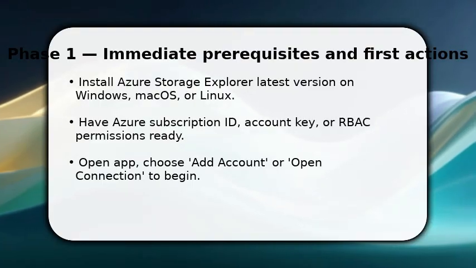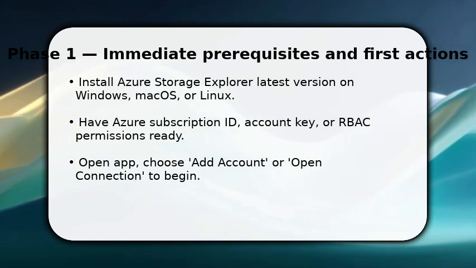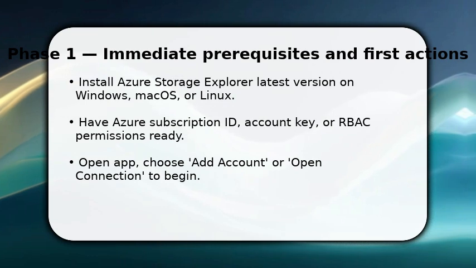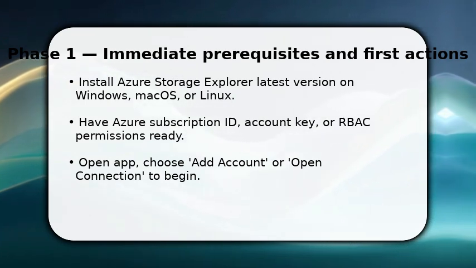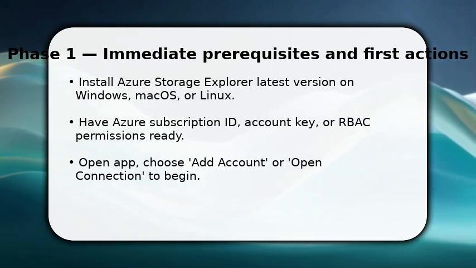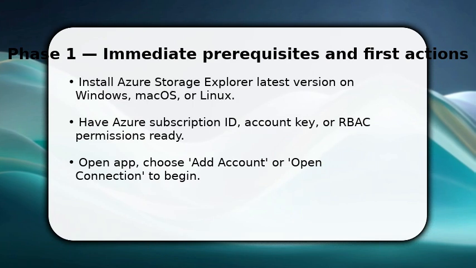You start by verifying prerequisites and signing in. Make sure your Azure account has storage, blob data reader, or contributor role. You'll need keys or OAuth. Once done, open Storage Explorer and select Add Account, then follow the Azure AD prompt to authenticate.